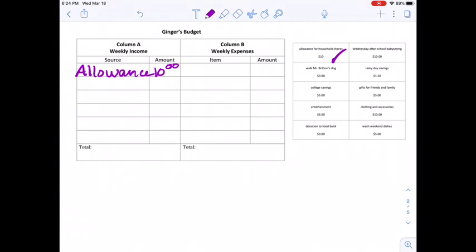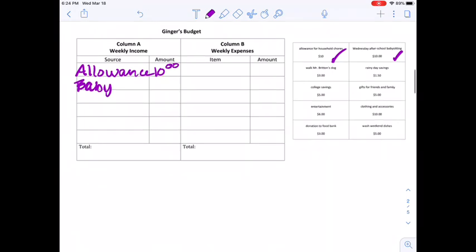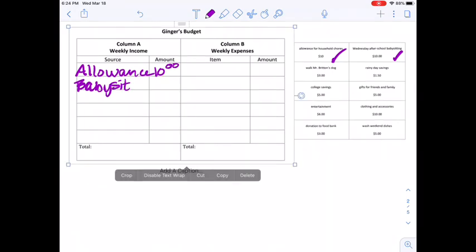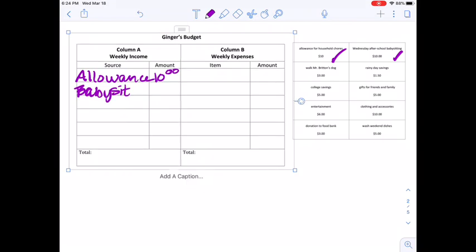Next, we have Wednesday after school babysitting, also $10. Is that an income or is that an expense? Is she earning money, so it would be income, or is she spending money, which would be an expense? In this case, Ginger's earning money by babysitting, so that is income. So we're going to list it on our income side. And she's earning $10.